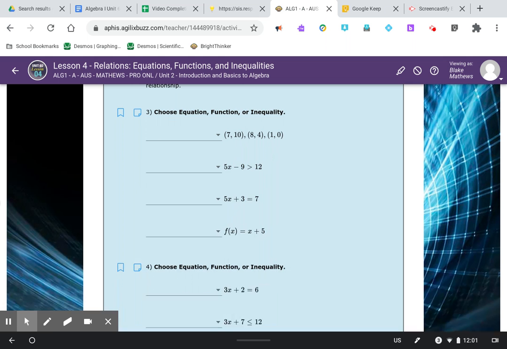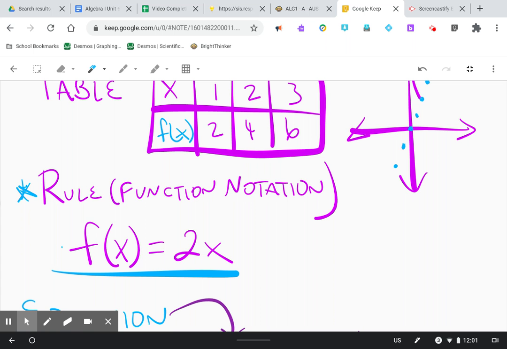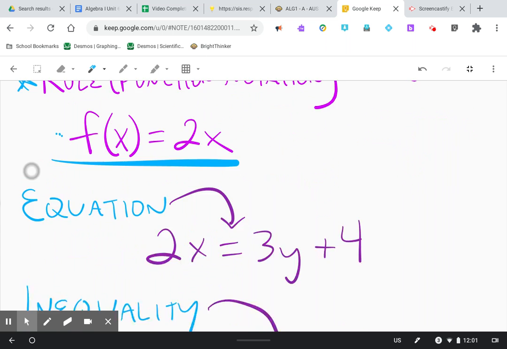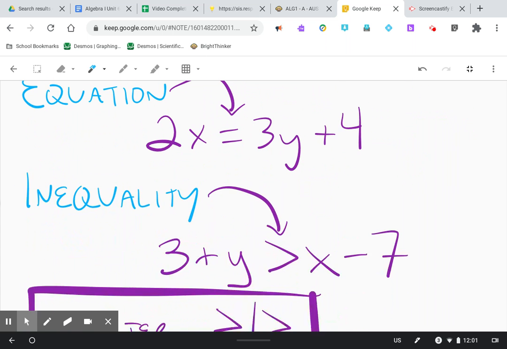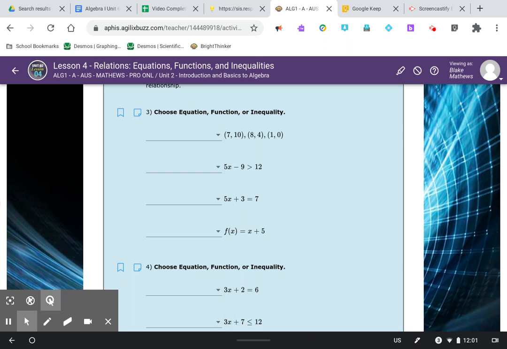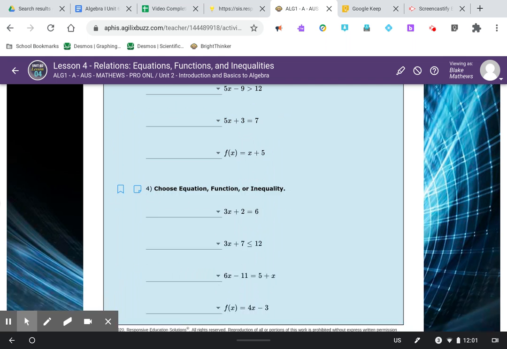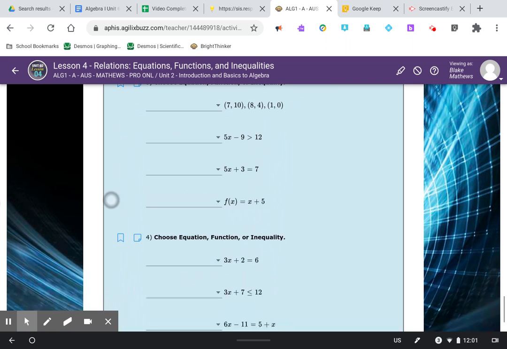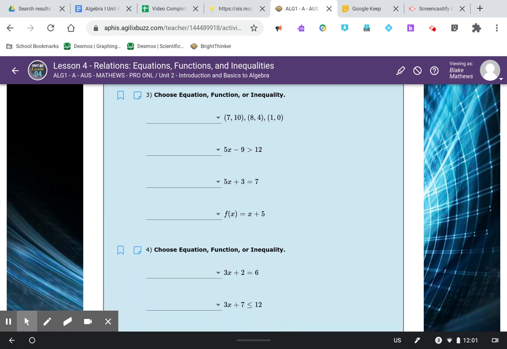So if it has the f of x notation, it is automatically a function. Any other kind of equations or inequalities that don't have that are going to be equations or inequalities depending on the symbol that's being used. So you're just categorizing in these two examples here. So again, lists of numbers are functions. Anything in function notation is a function. Anything with an equal sign and no function notation is an equation. Anything with the inequality symbol is an inequality. And that's pretty much it.